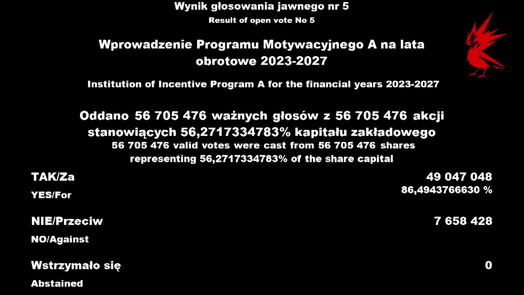I state that the resolution in the proposed form has been adopted. We have 49,047,048 votes in favour and 7,658,428 votes against. No abstentions, which means 86.49% of the share capital, which means much more than the required majority. And that means that the resolution has been adopted as suggested.